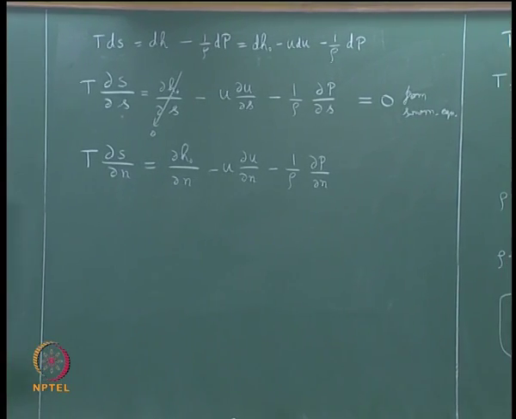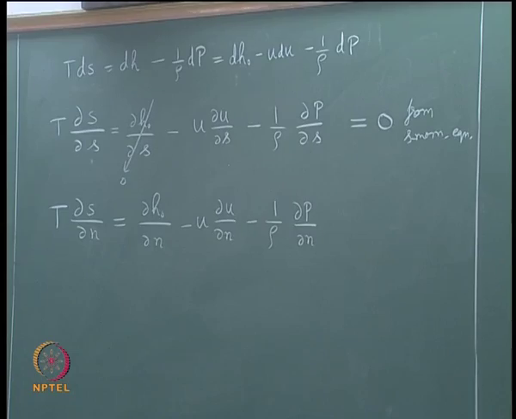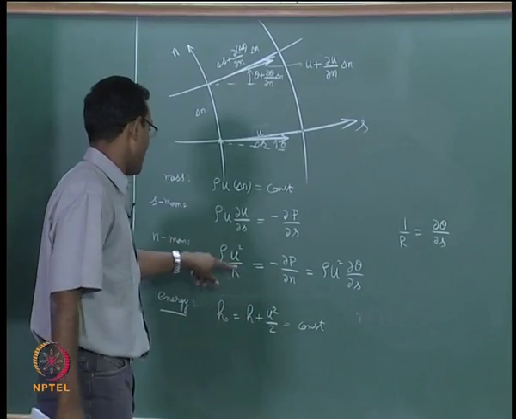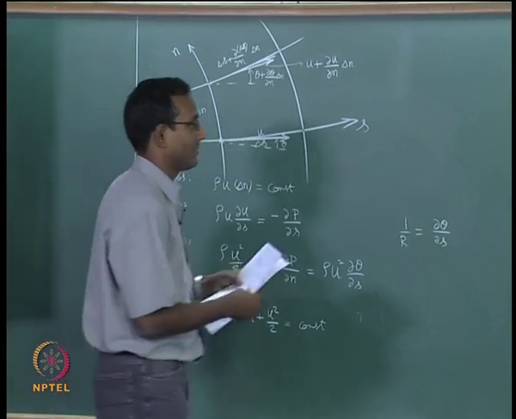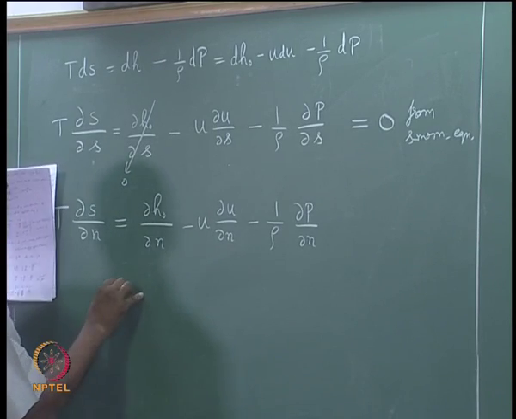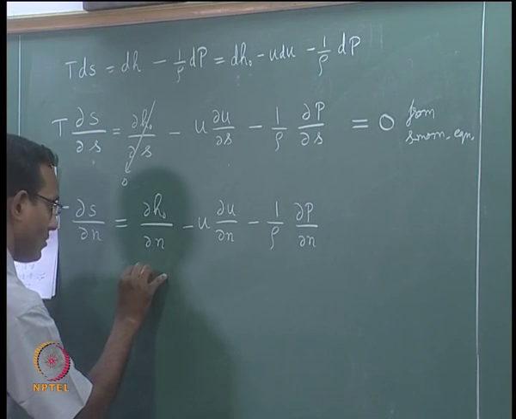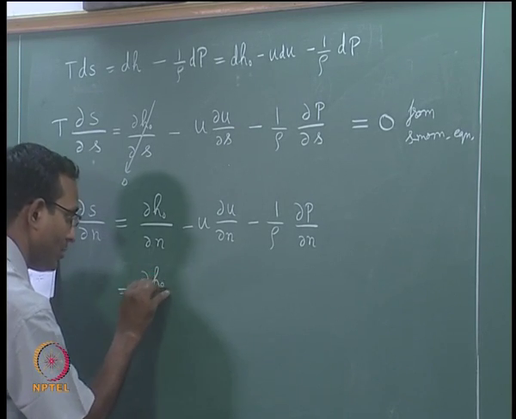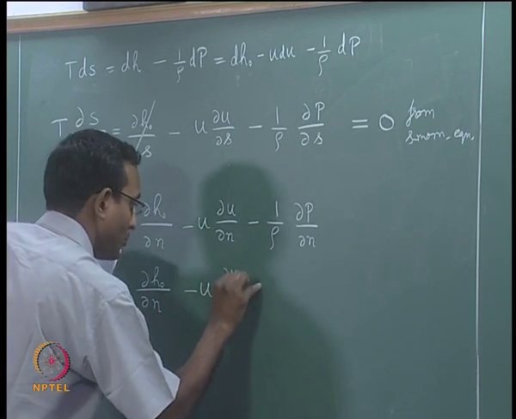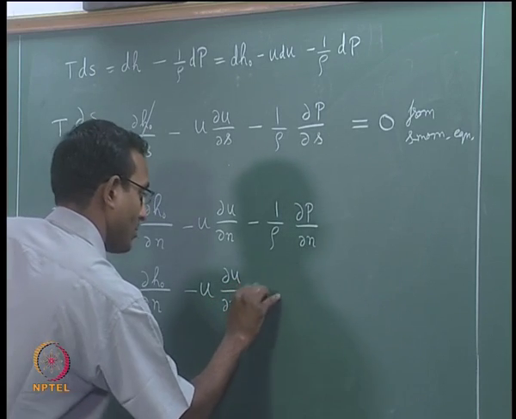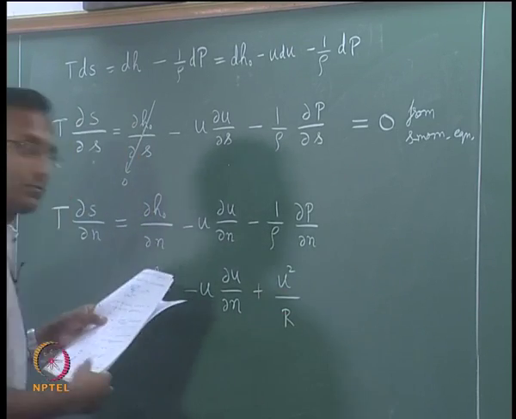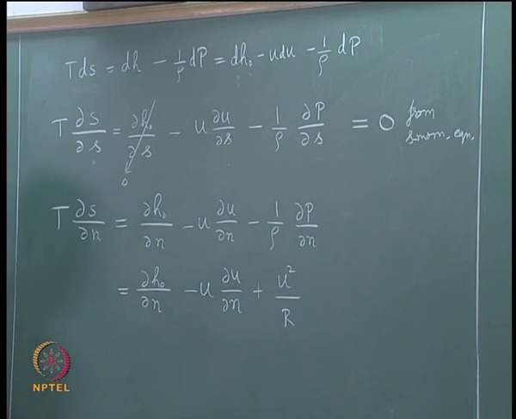That cannot be said about the other term. If you look at the other term, I can write something for dou p by dou n. That will be rho u square by r. Even if I write it, that is not going to be 0, that term will just stay. So this is going to be equal to dou h naught by dou n minus u dou u by dou n plus u square by r. Just have this particular form.